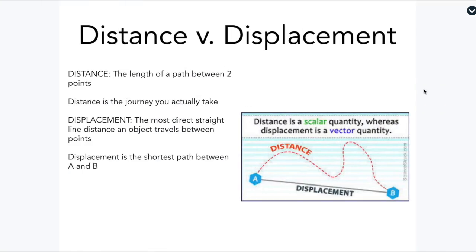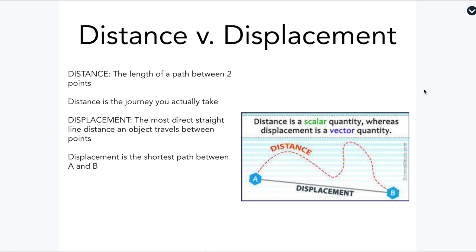So when we are talking about going from point A to point B, we need to consider two different ways of measuring it. The first is the distance. This is the length of a path between two points. So the distance is the journey that you actually take. Think about that windy road, or the switchback example. The distance is every meter that you go on the path. Whether you're taking corners or going in loops, all of that counts towards your distance.